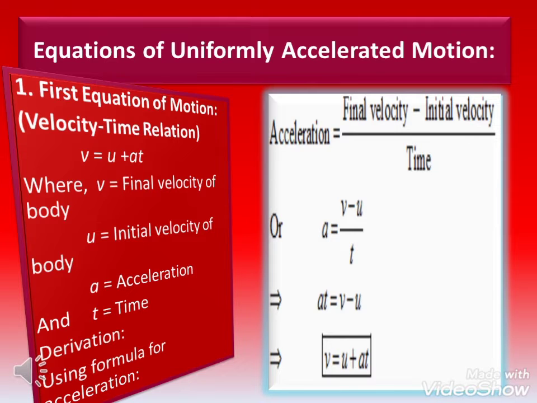Now let us derive this equation. We have already learned the definition of acceleration. Acceleration means rate of change of velocity. So we have the equation for acceleration: final velocity minus initial velocity divided by time. That is, acceleration a is equal to v minus u by t, or at is equal to v minus u. Finally, we will get v is equal to u plus at.